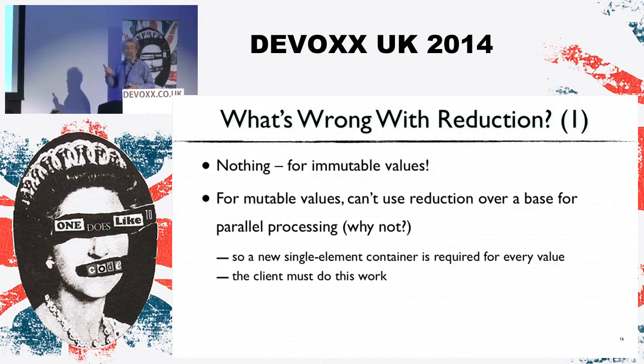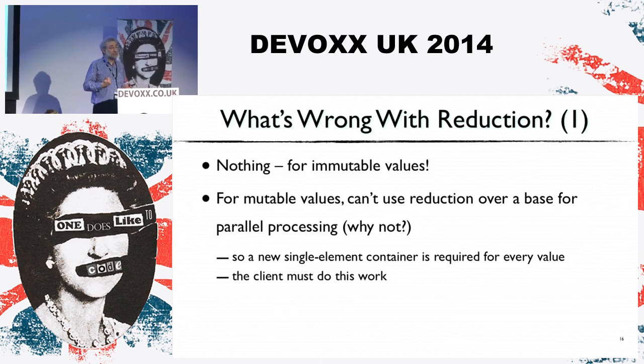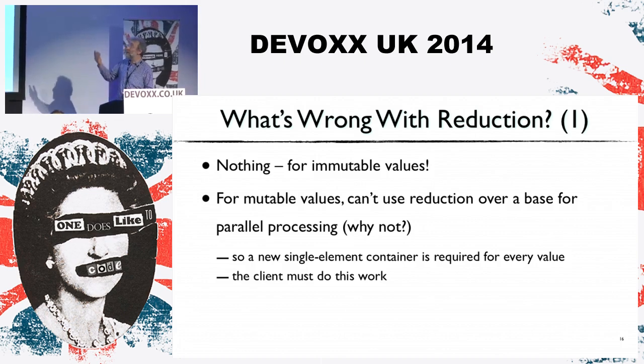We would like to use other overloads of reduce, and you'll actually find in the Streams API overloads of reduce, not only for primitives, but also for reference streams, which actually do have base values in them. But they're mostly not very much use at all. Why can't we use reduction over a base? I thought I'd ask this question.